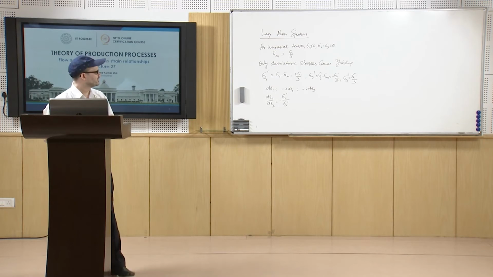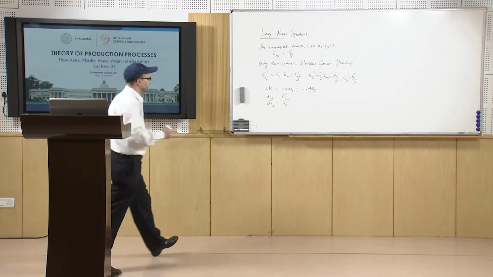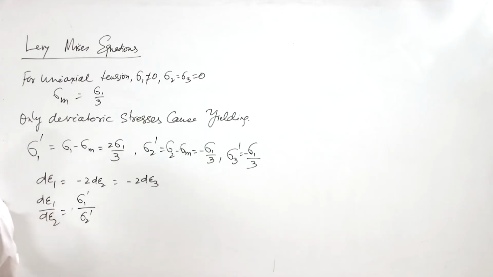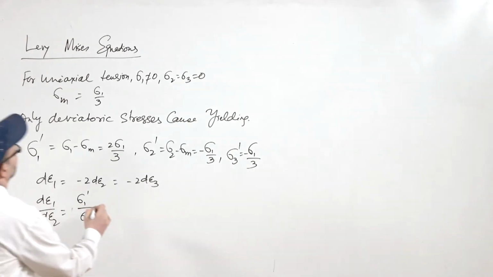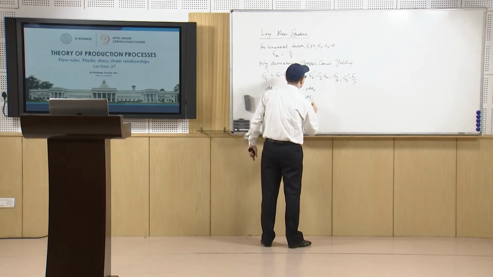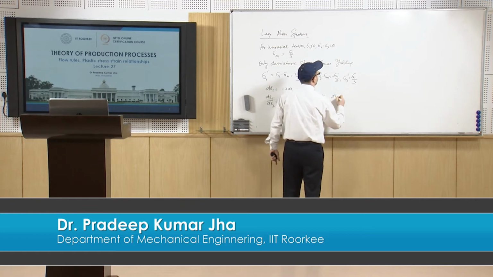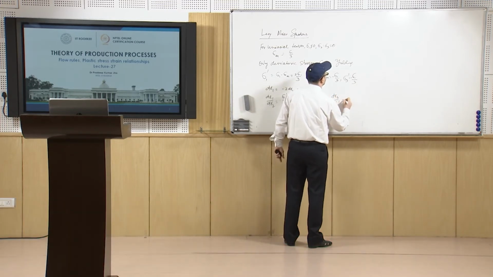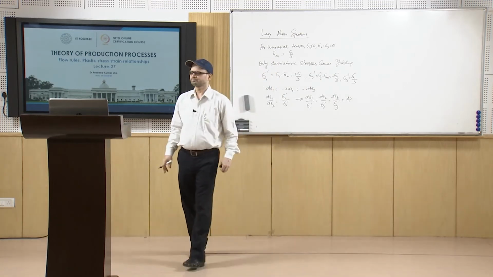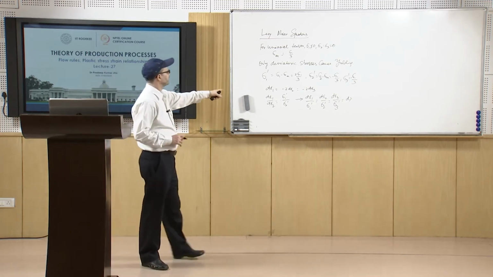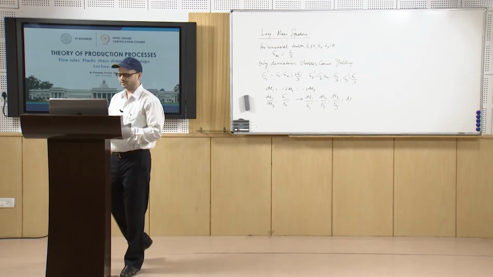Now, you can further generalize it: d sigma 1 by sigma 1 prime will be equal to d sigma 2 by sigma 2 prime. You can further write that this will be d sigma 3 by sigma 3 prime, so that you can take it as d lambda. So, this is what you get in the case of plastic deformation.